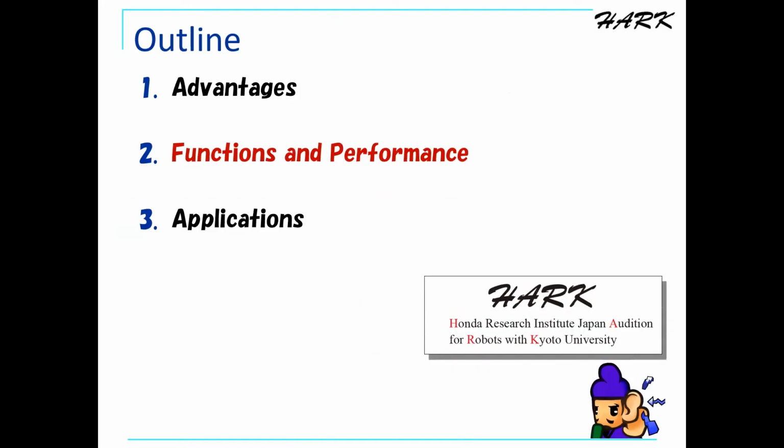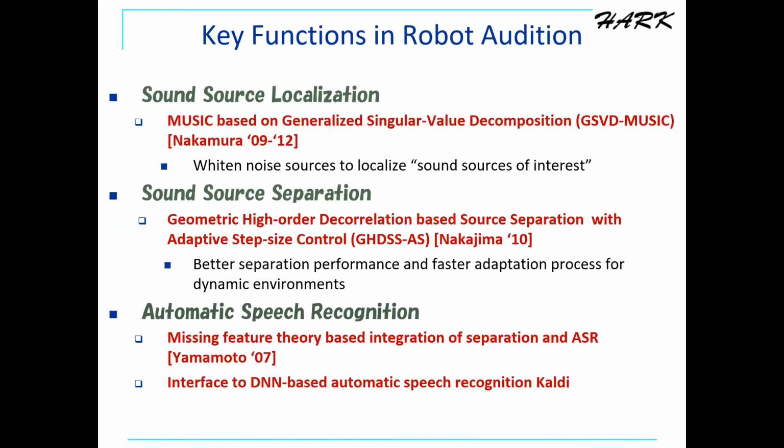I'd like to move on to primary functions of HARK. There are mainly 3 primary functions: sound source localization, sound source separation, and automatic speech recognition. So I'd like to briefly introduce them one by one. Then let's start with sound source localization.